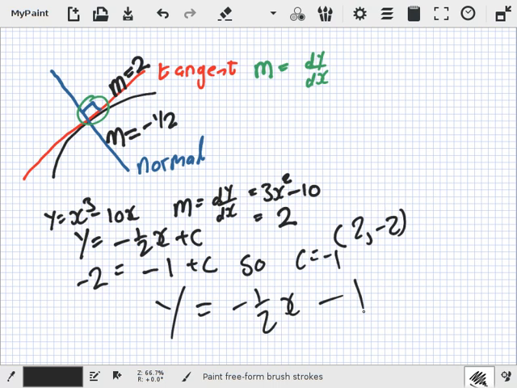Now there's still more to do, but I'll give you a minute to write this down. This is part 1. Do you want to write this down?